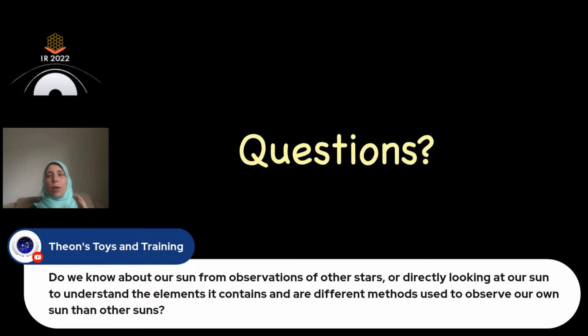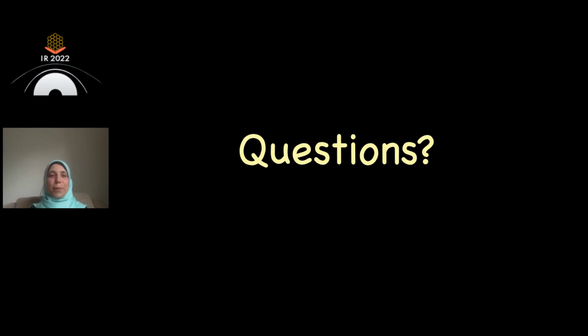So we can do observations of the sun, we can obtain the spectrum of the sun, and from the spectrum of the sun, we can find the elements that are there in the sun. So this is much easier than trying to study stars that are far away, like the ones that I mentioned, for which we have to overcome the dust that's between us and the center of the galaxy. So yeah, this is a good question.